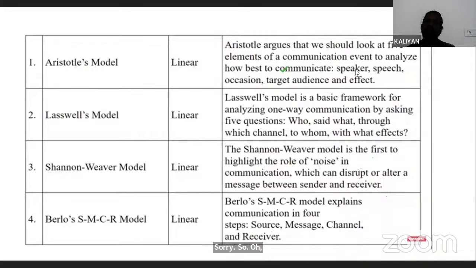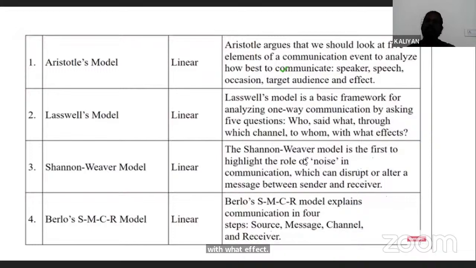Aristotle's model has 5 elements: speaker, speech, occasion, target audience, and effect. The Lasswell model is a basic framework for analyzing one-way communication by asking questions like who said what, through which channel, to whom, and with what effect. So these are the Lasswell questions.